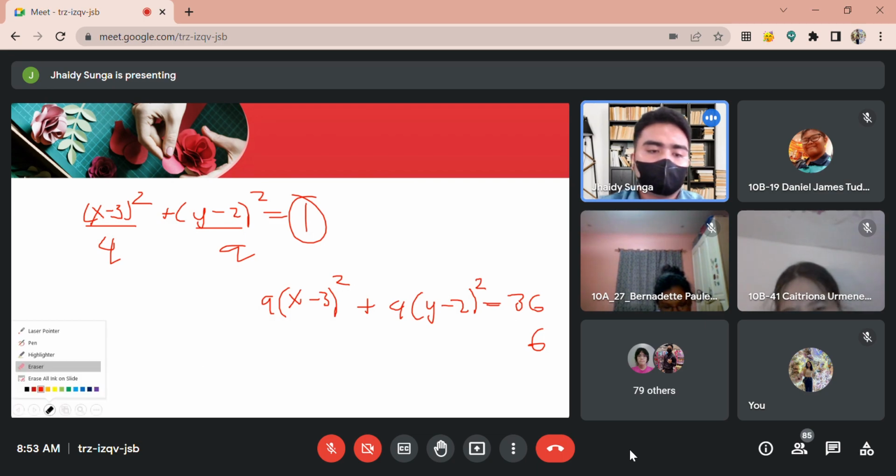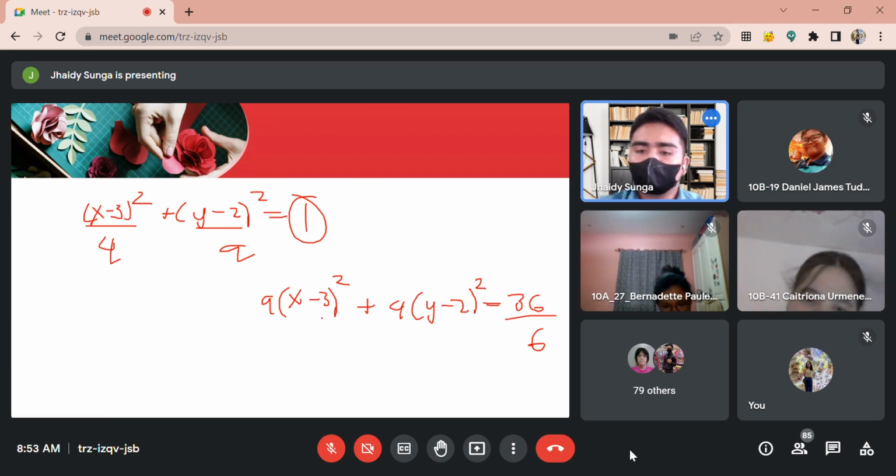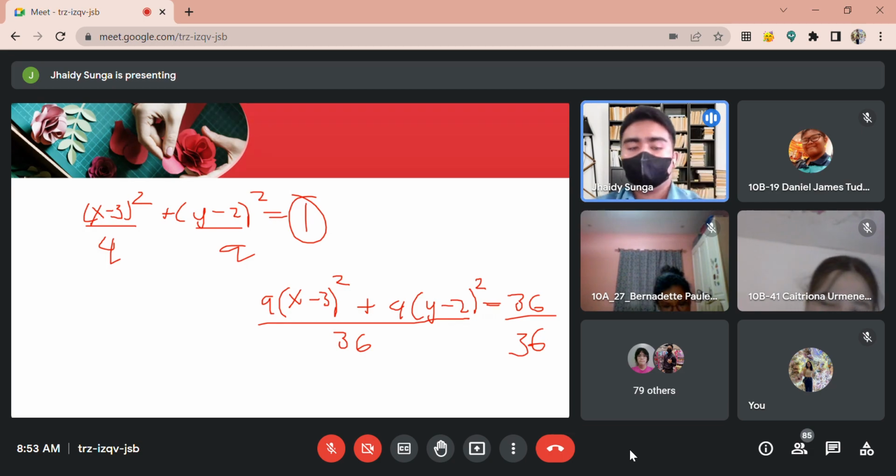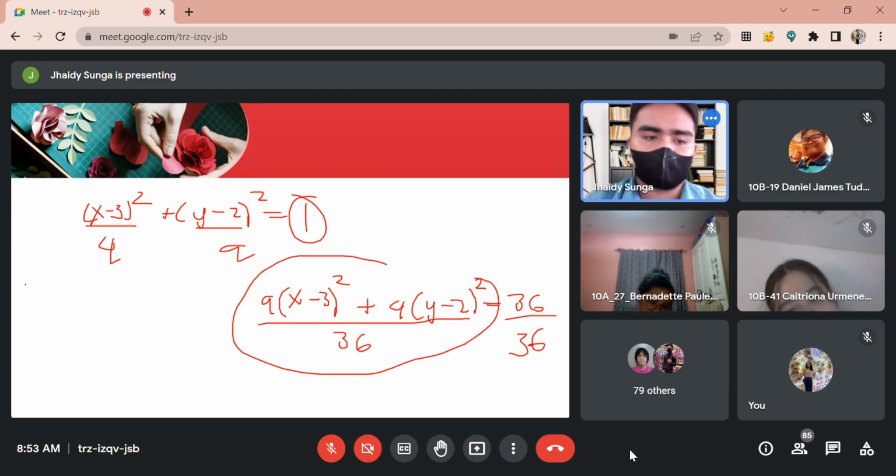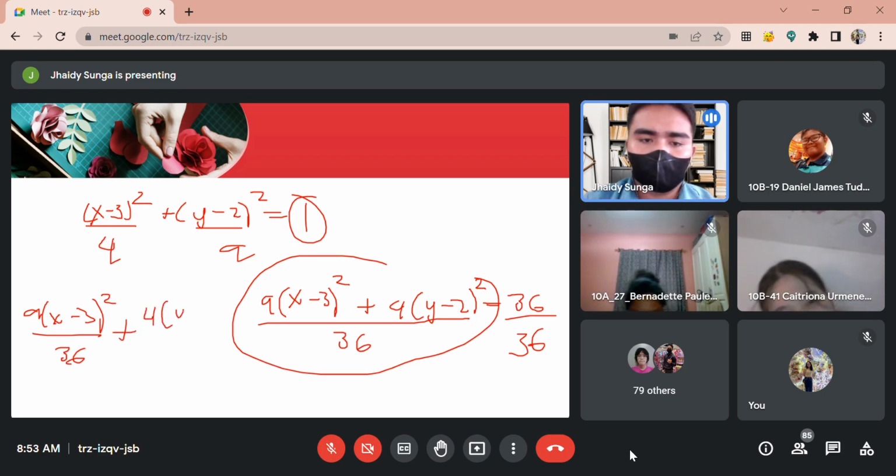I will be writing it down as this term. I write this one as 36 and as well as 36. In this case, you know, in adding and subtracting fractions, correct? You could input this term as just like this, 9x minus 3 squared over 36 plus 4y minus 2 squared over 36. Could be that one. Okay?